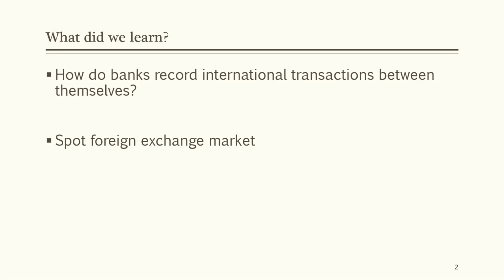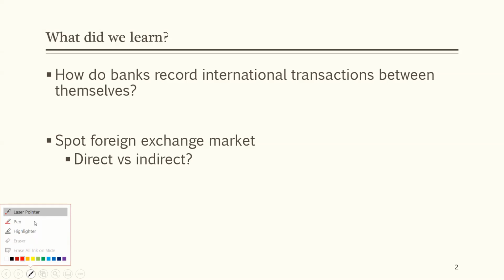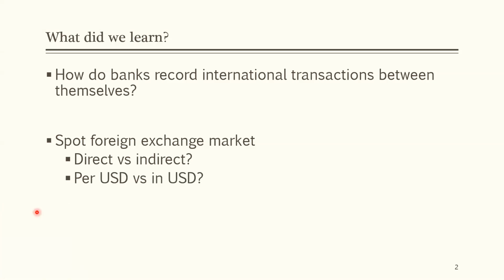So we looked at some currency exchange. In the spot market, we talked about direct and indirect quotation. This refers to whether you price the foreign currency or you price the domestic currency, right? We also talked about the per USD and the in USD quotation. So per USD is when you price the USD in another currency, and in USD is when you price the other currency in the USD. Okay.